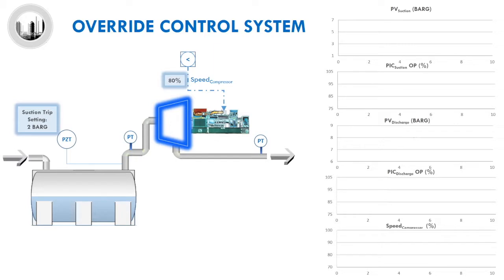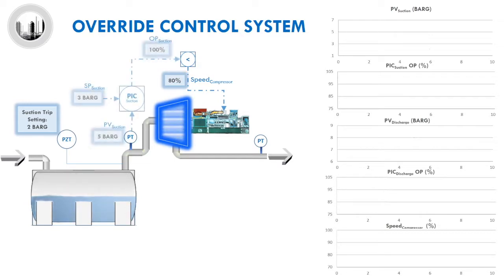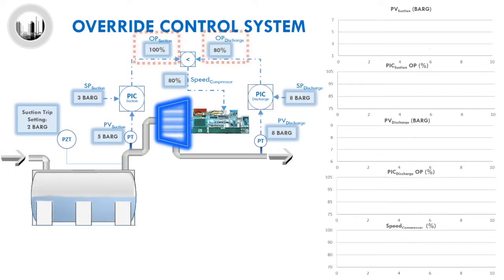For an override control system, the speed of the compressor is controlled by a low selector. Override control system will typically consist of two process variables controlling one output. In this example, the first process variable will be the suction pressure, which will be controlled by the suction pressure controller. The second process variable will be the discharge pressure, which will be controlled by the discharge pressure controller.